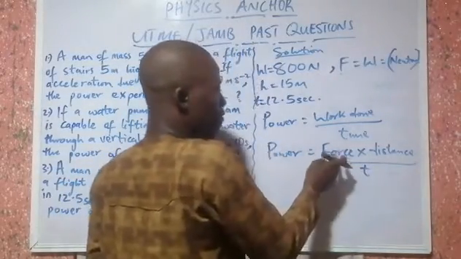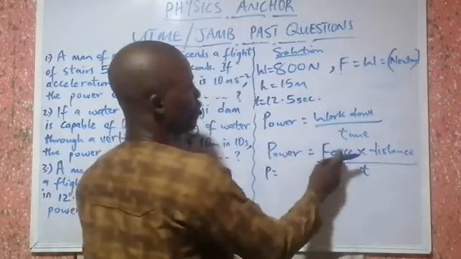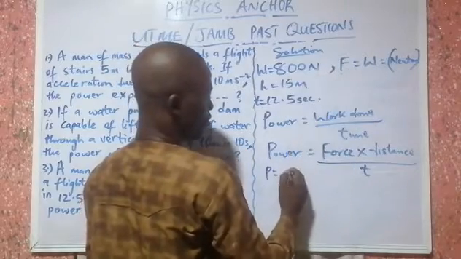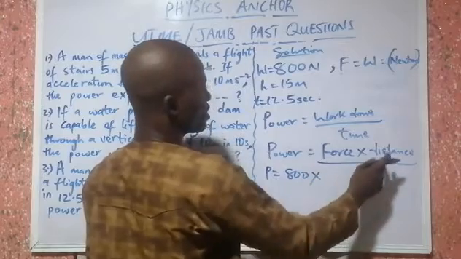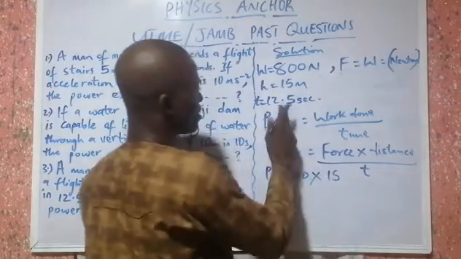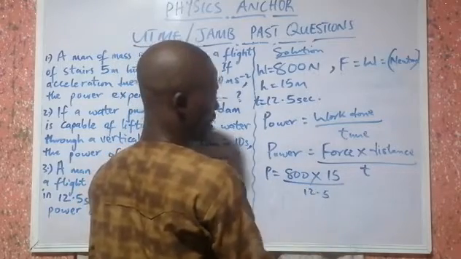But in this case, they gave us force, so we don't need to use mgh. We just need to use force times distance over time, and that will give us P equals, what's our force here, which is the same thing as the weight. That will be 800 times what's our distance? Our distance is 15. And what is our time? Our time here is 12.5.